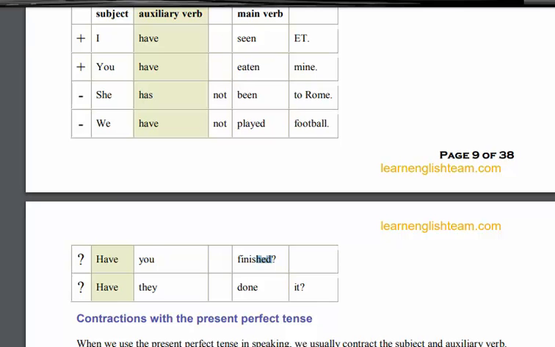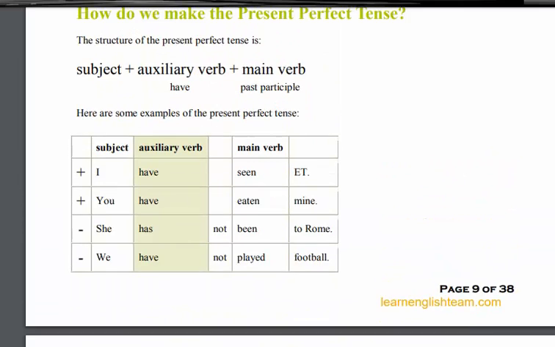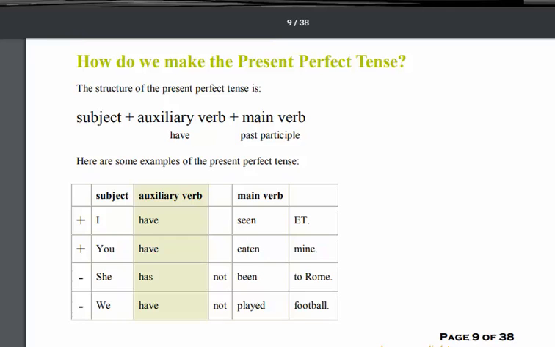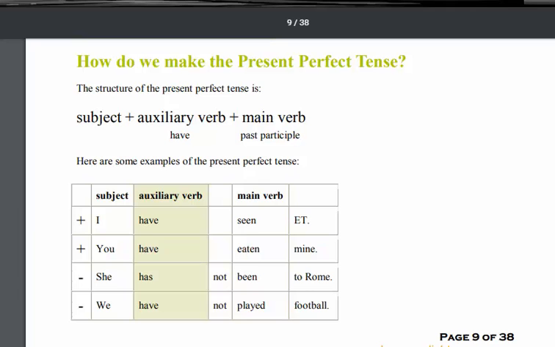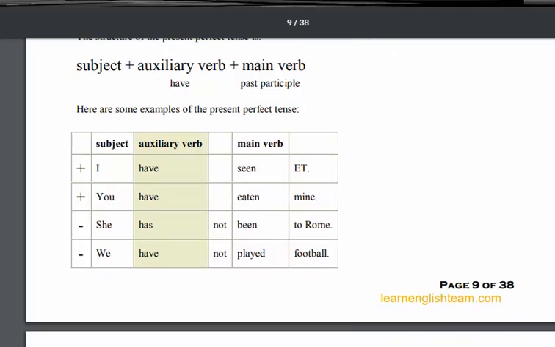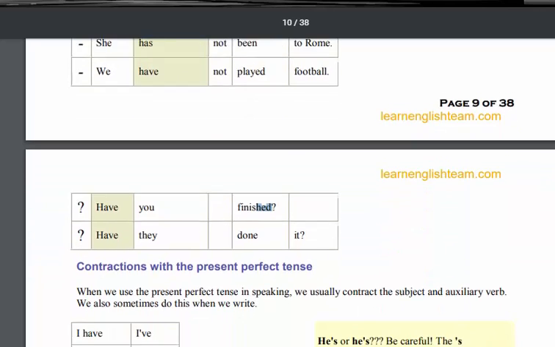And the only rule of the present perfect tense is the subject, auxiliary verb, and the main verb. In a positive sentence we use subject, auxiliary verb, and the main verb. But in a negative sentence we use not between the auxiliary verb and the main verb. And in interrogative sentences we use the auxiliary verb before the subject and then the main verb. These are the three categories of sentences, students.